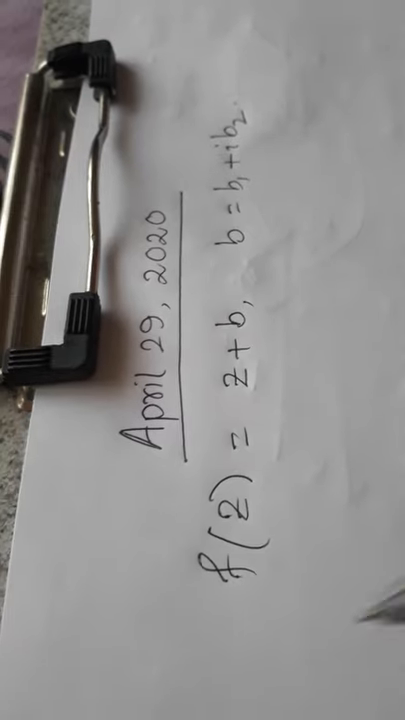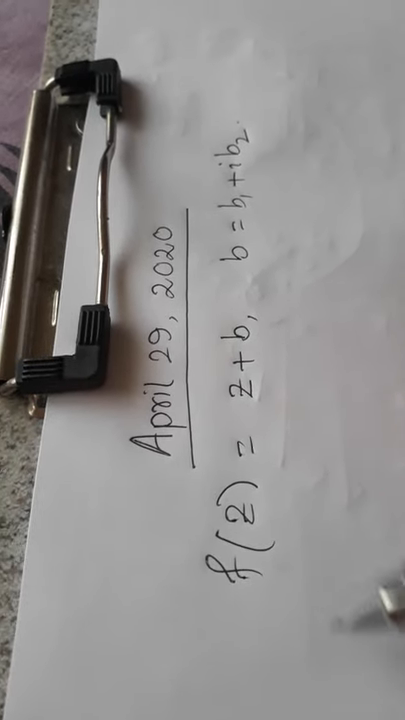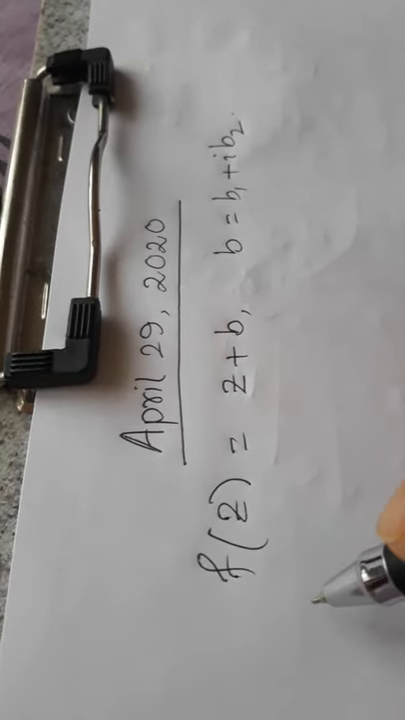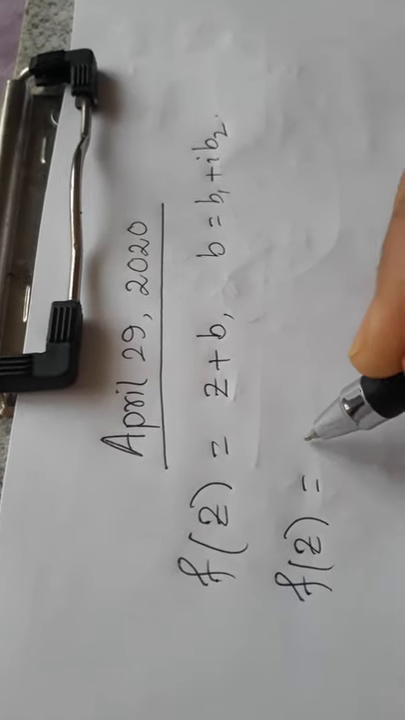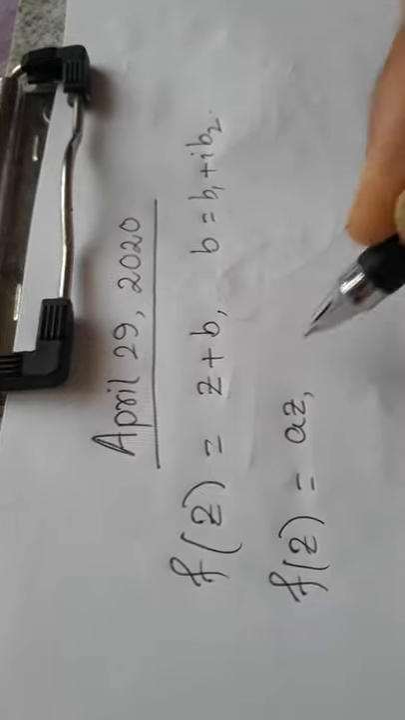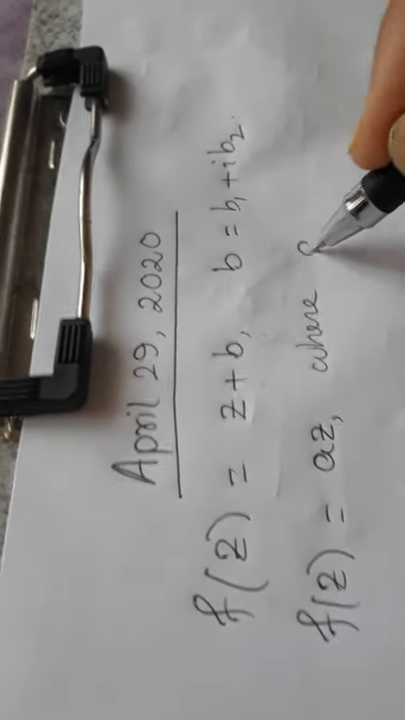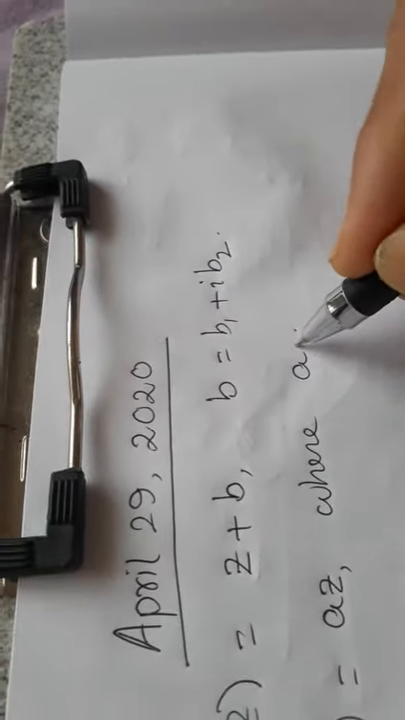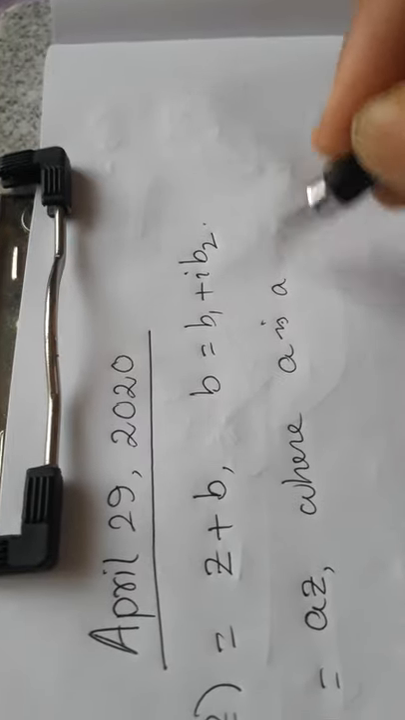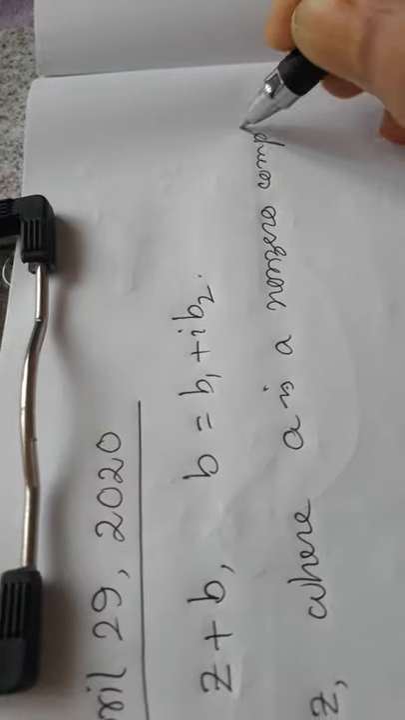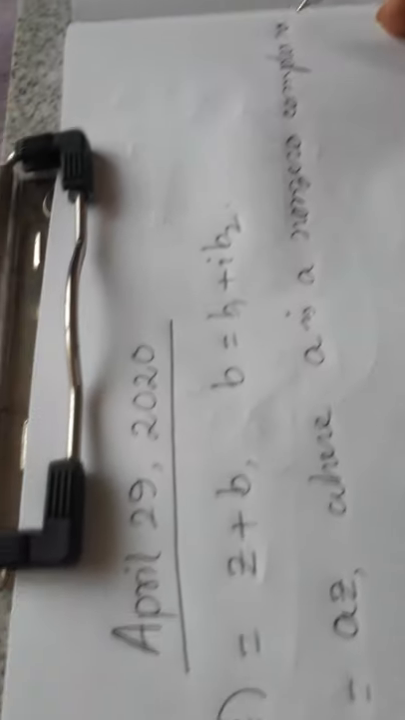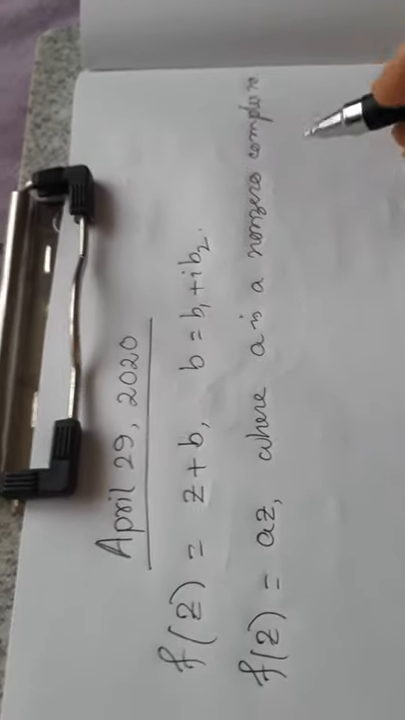Okay, so now in this video I would like to discuss the transformation f(z) equal to, say, az, where a is a non-zero complex number. Okay. So this is a non-zero complex number.